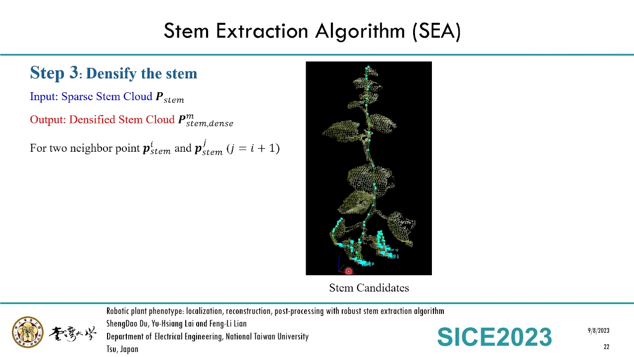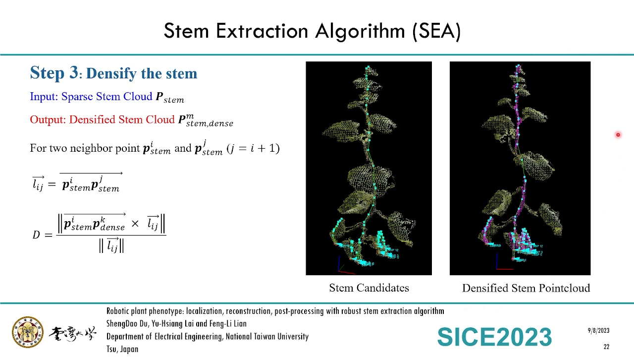We connect adjacent points as a line and find the perpendicular distance between arbitrary points and this line. Any point whose distance is smaller than a threshold will be considered as a part of this stem. So this is the formula of the line, and this is the formula of the distance. So this is the result of the densified stem cloud.